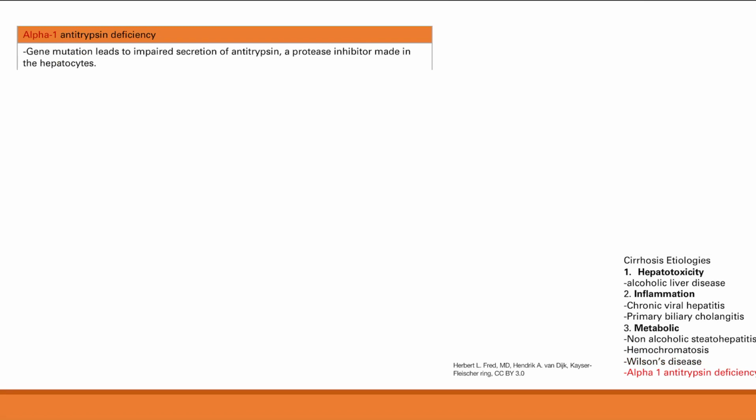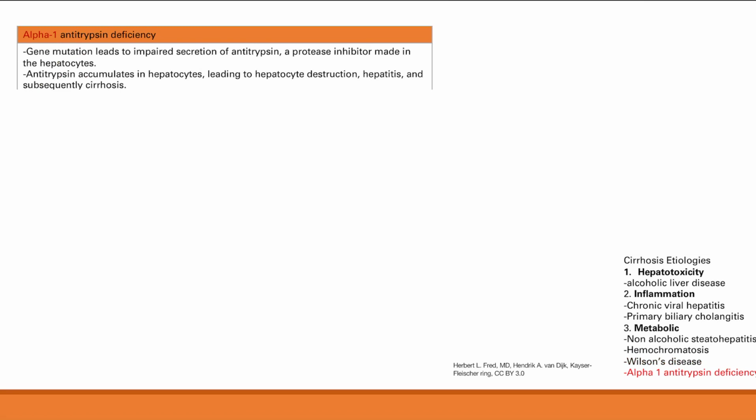Finally, alpha-1 antitrypsin deficiency. We've talked about this in the pulmonary lectures already, but this is a gene mutation and leads to impaired secretion of antitrypsin. Antitrypsin's a protease inhibitor made in the hepatocytes. So proteases, what do they do? They break down protein. So this stops protein breakdown. So the problem is if you have impaired secretion of this antitrypsin in the hepatocytes, it's going to build up in the hepatocytes, and then that's going to be a problem.